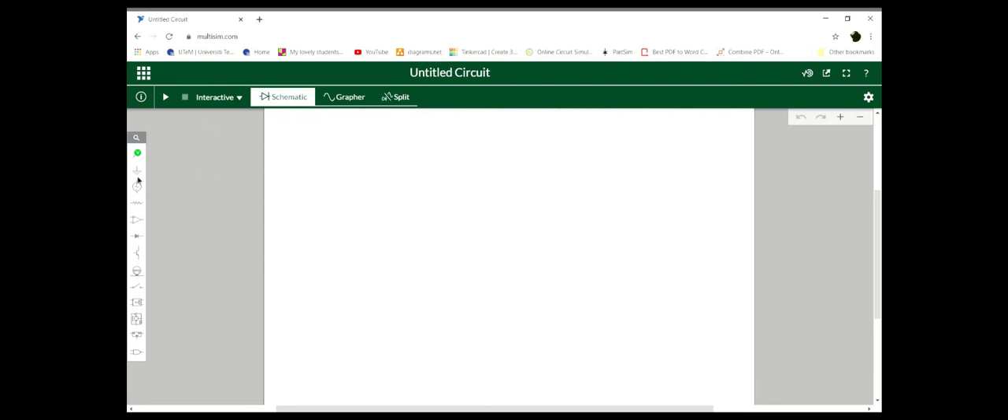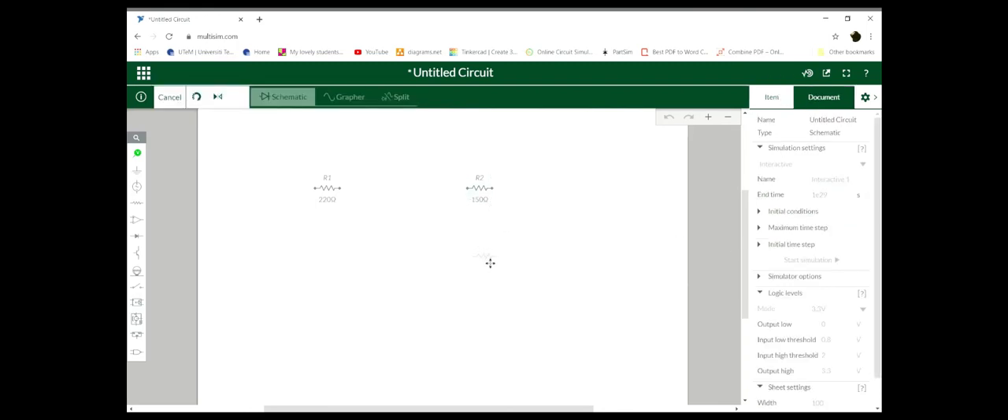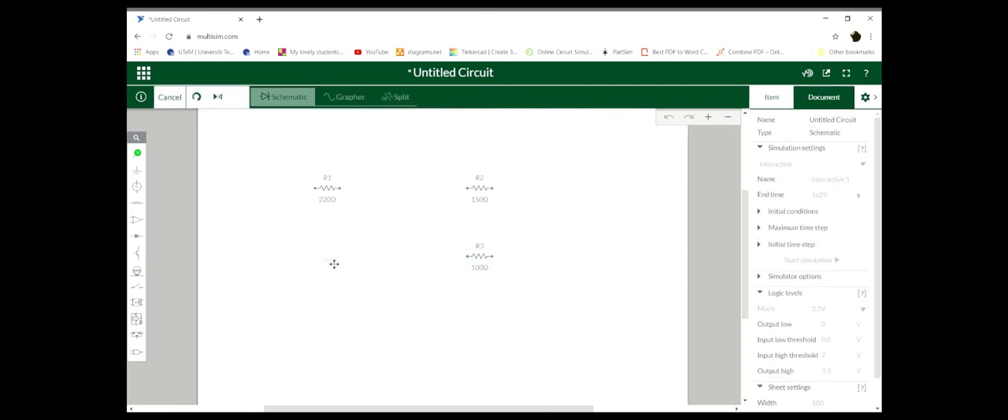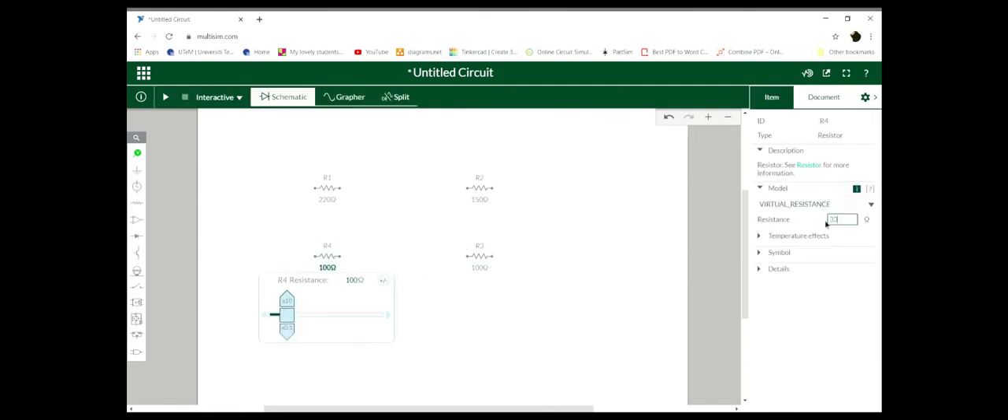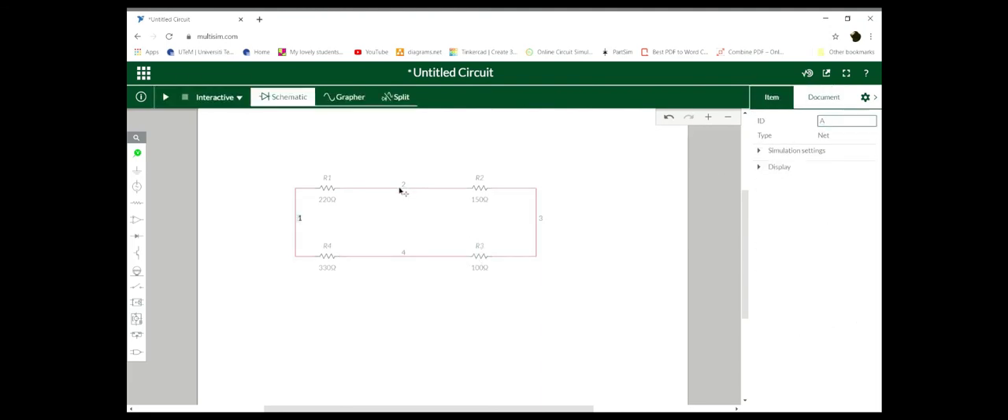Now we have to construct a circuit with four different resistance values. R1, we change the value to 220 ohm. R2, 150 ohm. R3, 100 ohm. And R4, 330 ohm. Then we connect the wires R1 to R4, R1 to R2, R2 to R3, and R3 to R4. Then we change the wire labels to A, B, C, and D.